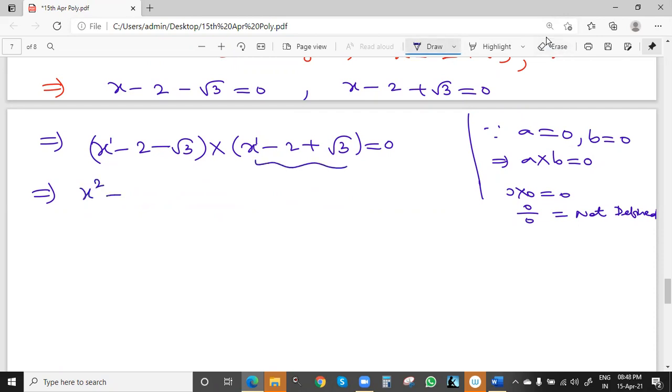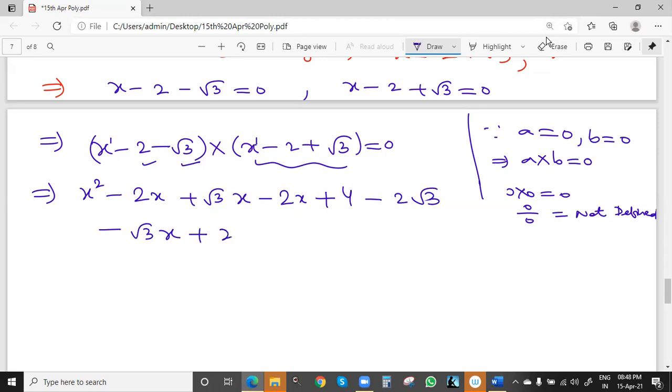So x into x is x square, x into minus 2 is minus 2x, plus root 3x. Then minus 2 is multiplied with all the three values. Minus 2 into x is minus 2x, minus 2 into minus 2 is plus 4, minus 2 into root 3 is minus 2 root 3. Then minus root 3 is multiplied with all the three values: minus root 3x, then plus 2 root 3, then minus root 3 into root 3, which is minus 3, equal to 0.